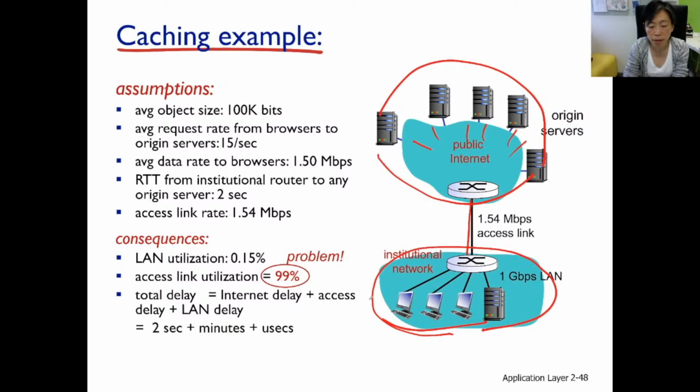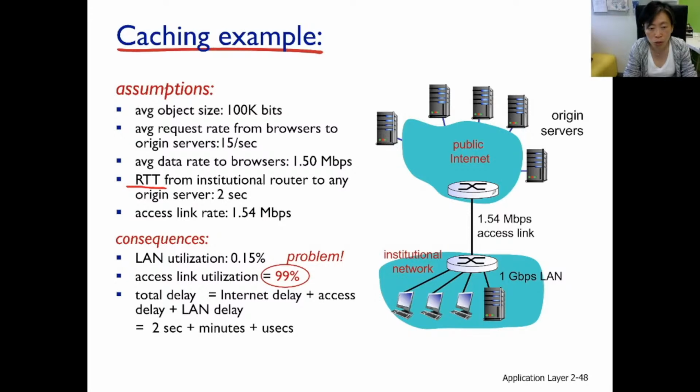Let's assume that the clients here are browsing the web, requesting objects down from the server. The average object size is 100 kilobits, and the average request rate is 15 objects per second. Then multiply the two, you get the average bit rate coming down this way. Right? And that is 1.5 megabits per second. Now, let's see. Round trip delay from the institutional router to any of the origin servers and back is set to 2 seconds. And the access link rate is 1.54 megabits per second. And the local area network link rate is 1 gigabit per second.